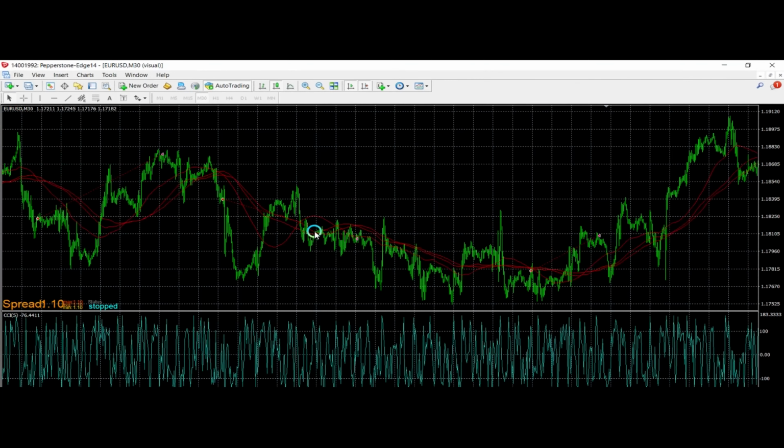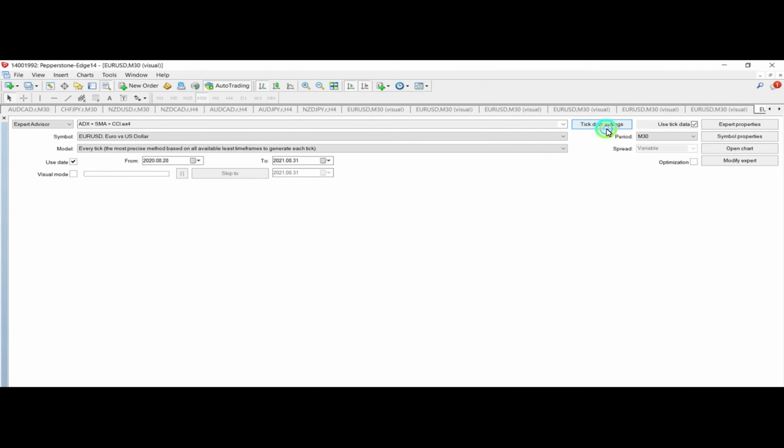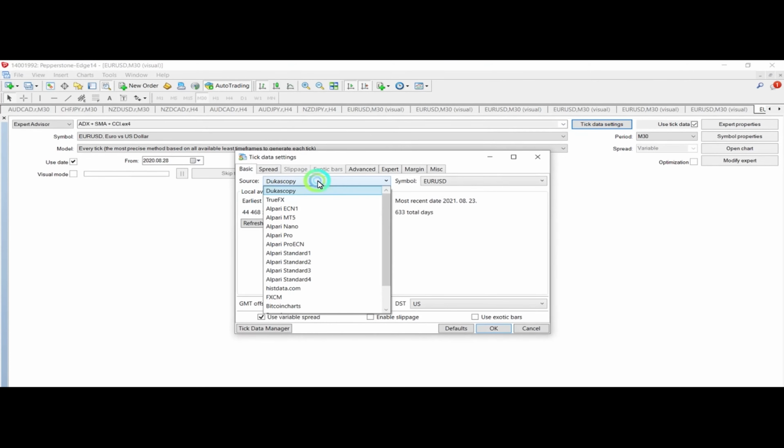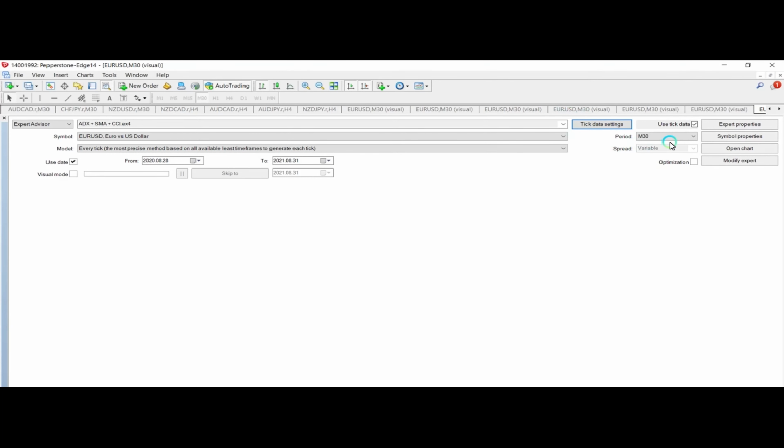So let's see the real tick data backtest result of this strategy. As you see, I am backtesting with Dukascopy, and it is not some bad tick data. It is 44 million ticks, and I use variable spread because I want to create an environment that is real, and I backtest with every tick data. So let's do it. And I will show you the whole chart and the trades as well.